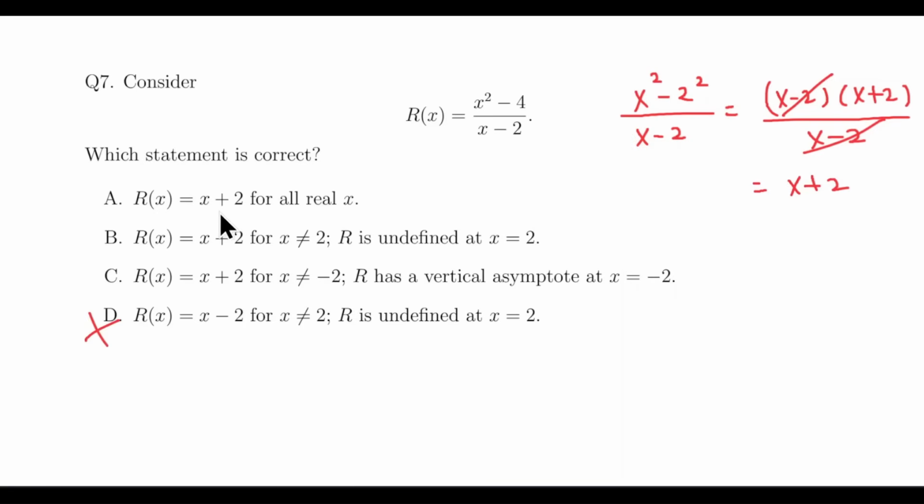So it's not this. It has to be A, B, or C, but remember that x equal to 2 is not in the domain, because that will make the denominator 0. Anything that makes the denominator 0 is either a hole or VA. It's certainly not in the domain. So for all real x, nope. For x not equal to 2, yep. X not equal to minus 2, nope. Minus 2 is allowed. I don't really have any fight with minus 2 because that is not making the denominator 0. So option B makes perfect sense.